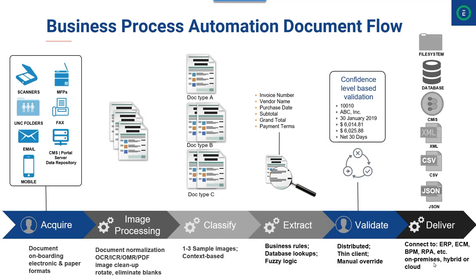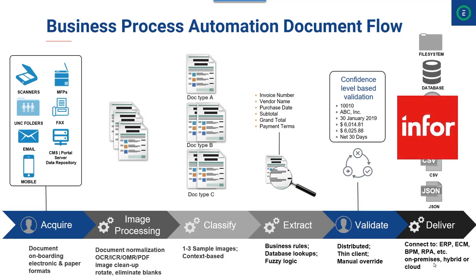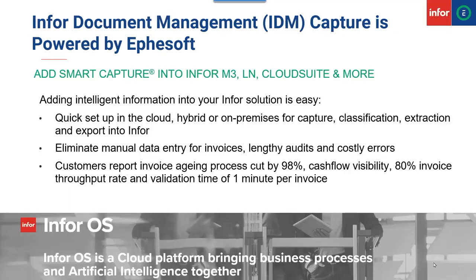On the left, we can capture from folders, scanners, fax machines, email attachments, your phone. We then clean it up, deskew, remove blanks. Now we can classify that document type, which is how we've assigned our business rules. Is it an invoice, a contract, a resume? Then we extract the data we need. We might do a database lookup and use fuzzy logic if we need it for validation. And then finally, deliver that good data to Infor, a repository, or wherever we need it to go.